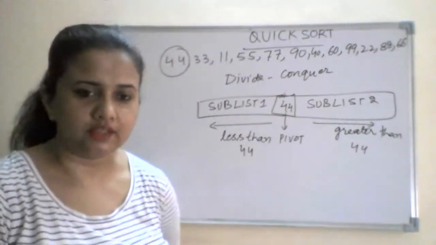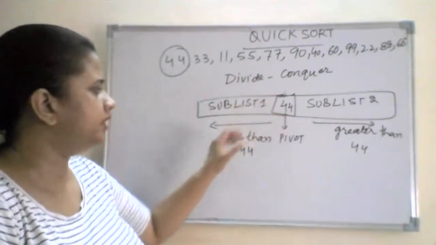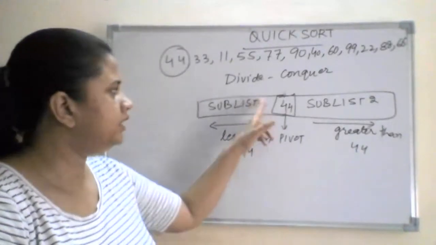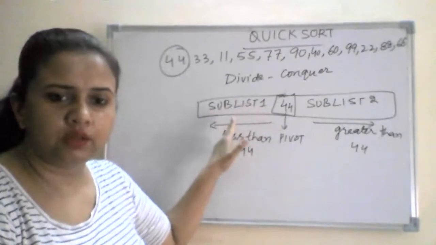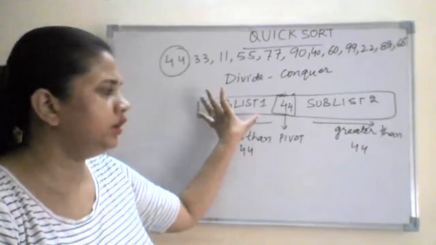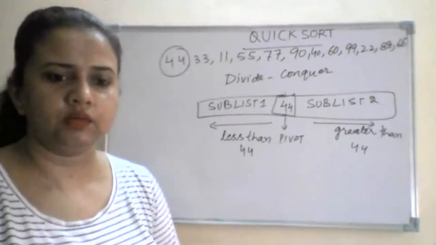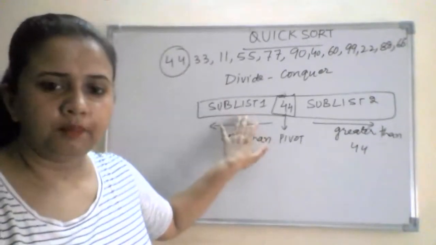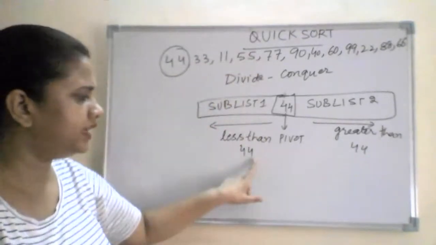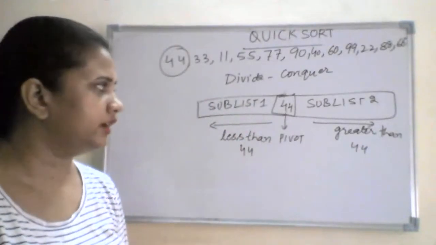Now there is another important thing. When I say that all the elements towards the left of this pivot element will be less than 44, it does not mean that the elements in sublist 1 will be in sorted order. It is not compulsory. In most cases, they will not be sorted. In very few cases they may be automatically sorted, but do not assume that all the elements in sublist 1 which are less than your pivot element will be automatically sorted. No, they will not be sorted.